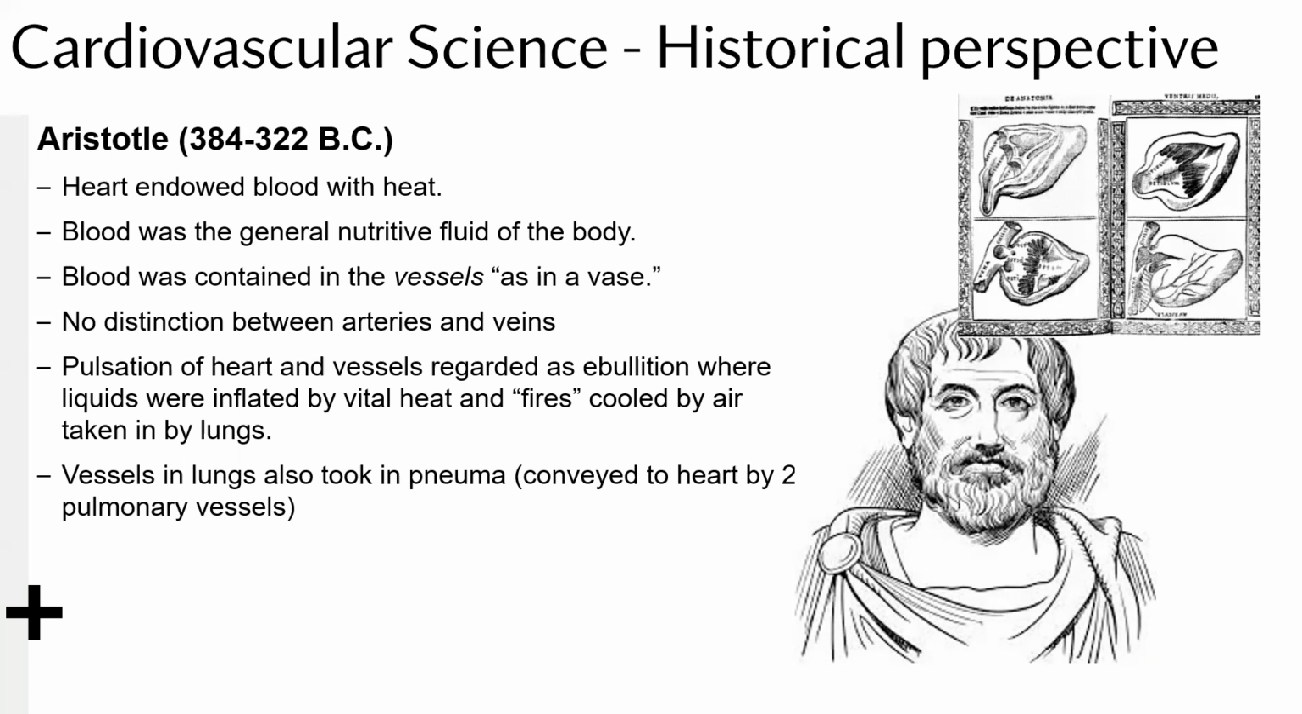So to talk about that, we're going to start with Aristotle, and he was actually the person who sort of started some systemic reviews of the structure of the heart and cardiovascular system. But it was very interesting that he actually believed that the heart was a source of heat that would endow blood with its internal heat, and that the blood was the general nutrient fluid that would basically perfuse the entire body, and it was just held in our hollow vessels, such as water in a vase.